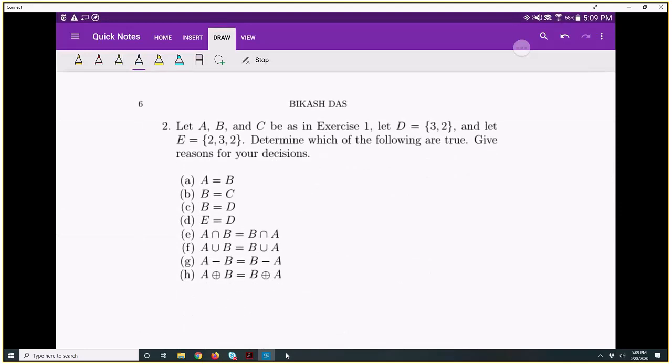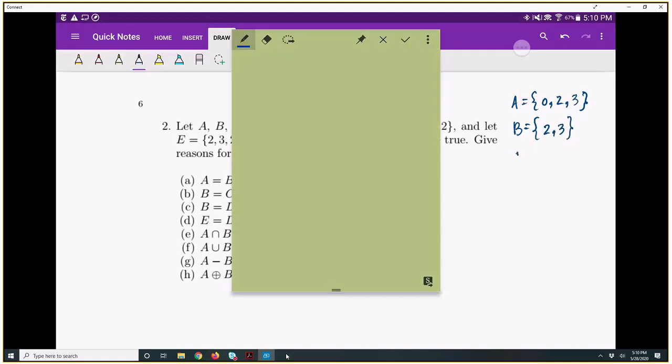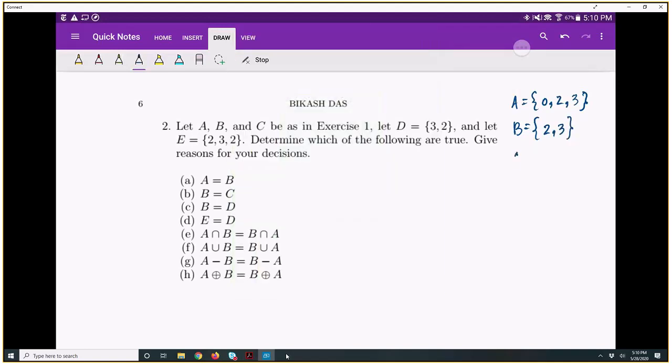Because if I remove the intersection, I remove 2 and 3. All right, for our next exercise, we're going to take A, B, and C as they were in the previous exercise. So let me write them here so we remember. A is 0, 2, and 3. And B is 2 and 3. And C is 1, 5, and 9. And then we're going to throw in some new sets. We have D is equal to 3, 2, and E is equal to 2, 3, 2.